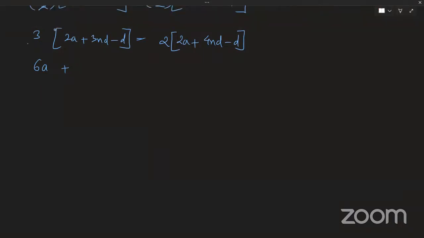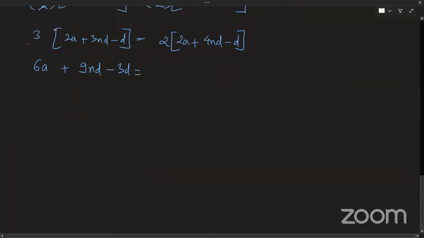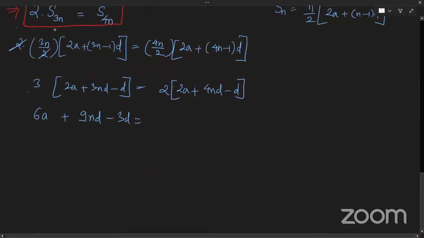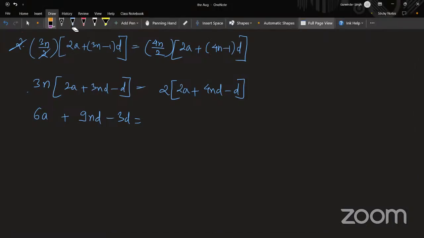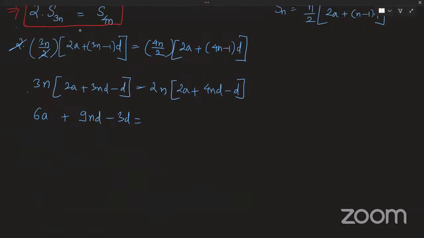Sir, can you explain again why n is cancelled? See, here we had an n, right? The same n we had here also. So n and n can get cancelled from both sides, from left and right side, right? Okay, sir. So no issues. I'll show it like this. Sir, can you open this for me?